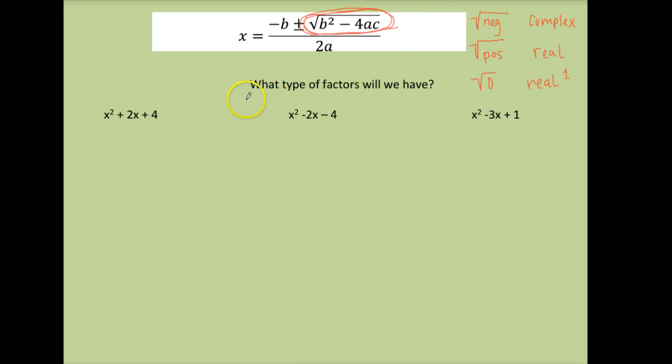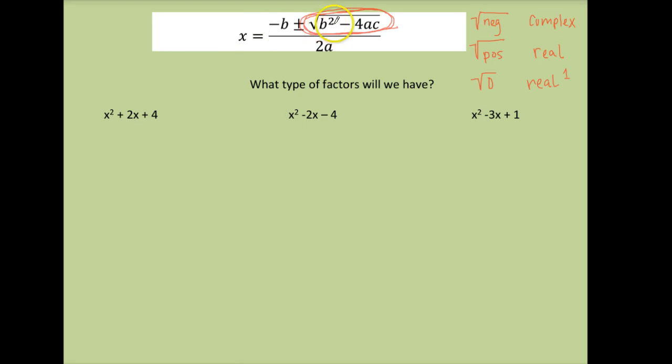Alright, so let's use that. Let's look at these problems, which none of them factor. So we would have to find the roots using the quadratic formula. Let's say we just wanted to be prepared and know what type of roots we're going to have. What type of factors are we going to have? So let's try that out.